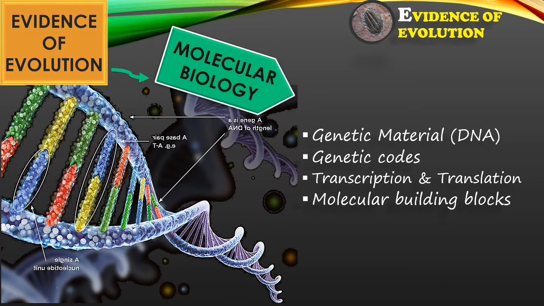In general, the more DNA differences in homologous genes between two species, the more distantly the species are related. So the basic idea is that the two species have the same gene because they inherited it from a common ancestor.